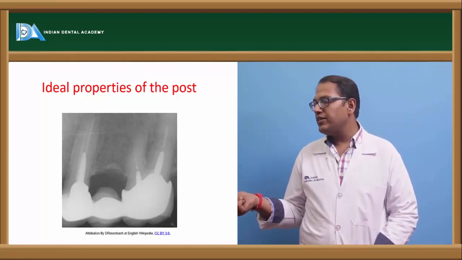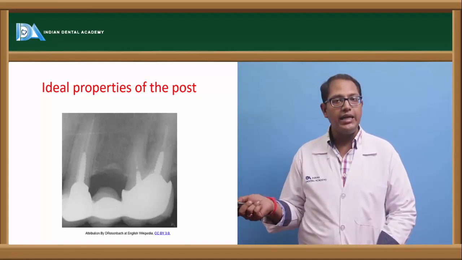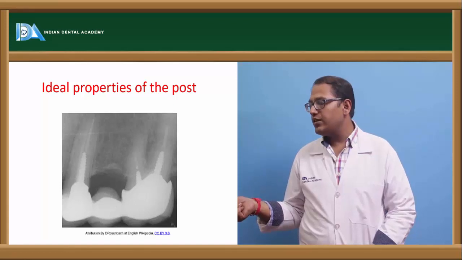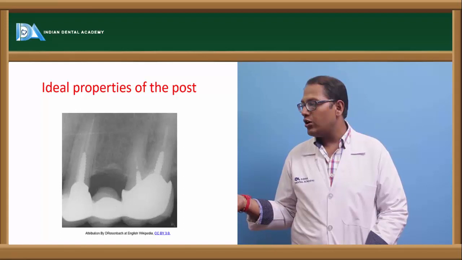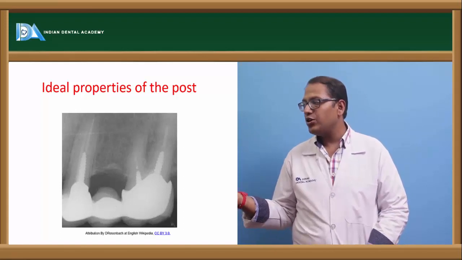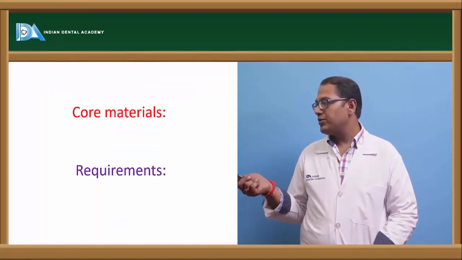The ideal properties also include that the post should not cause a periapical infection. The force given onto the occlusal surface and transferred to the post should not cause breakage, or it should not break the roots. These are the ideal properties for the post.